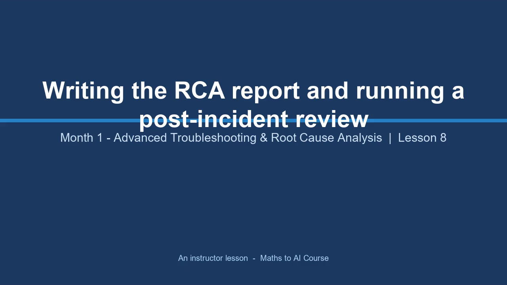You found the root cause. Now comes the part that actually changes the organization: writing it up so people act, and running a review that produces real prevention. In this final lesson of month 1, we'll structure a blameless RCA report, build a diagnostic timeline, and turn findings into tracked, owned corrective actions.